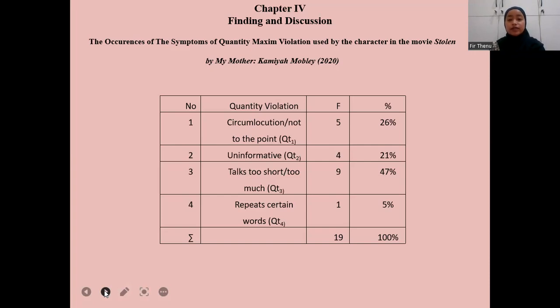As you can see from the table, the third indicator, the characters talking too much, accounts for 47%. It can be implied that the characters in this movie tend to violate the maxim of quantity by telling more information than what is needed.